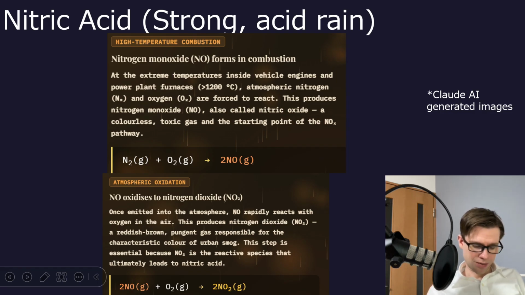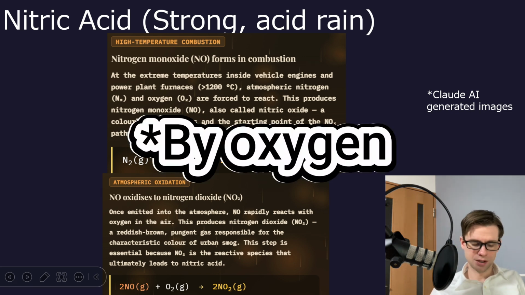So once emitted into the atmosphere, NO rapidly reacts with oxygen in the air. This produces nitrogen dioxide, NO2. This is a reddish brown, terrible smelling gas, and it often creates reddish orange smog when it's present in polluted areas. This step is essential because NO2 is the reactive species that ultimately leads to nitric acid. If NO just stayed the way it was, it might not go to nitric acid, but because it is further oxidized, it will eventually end up as nitric acid.